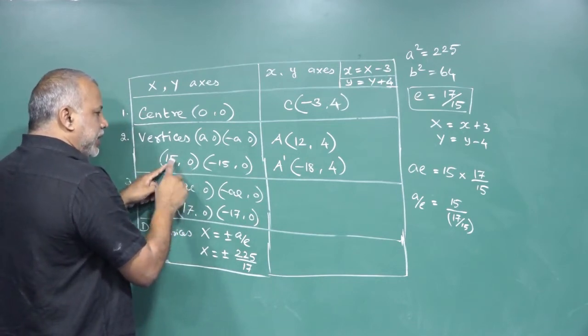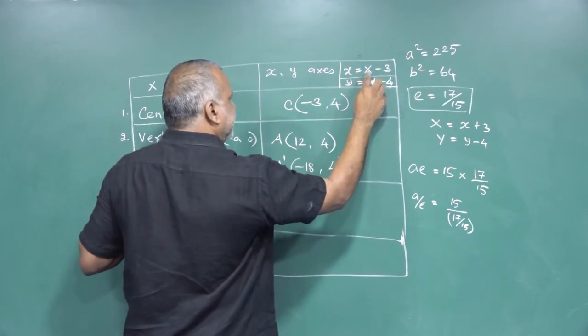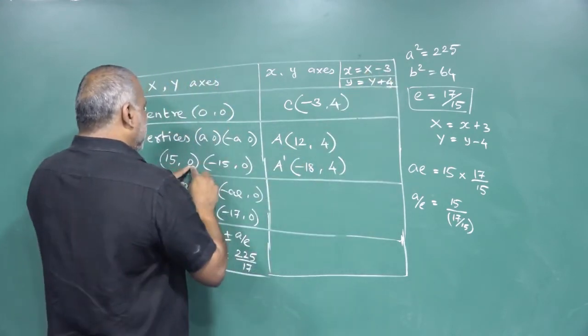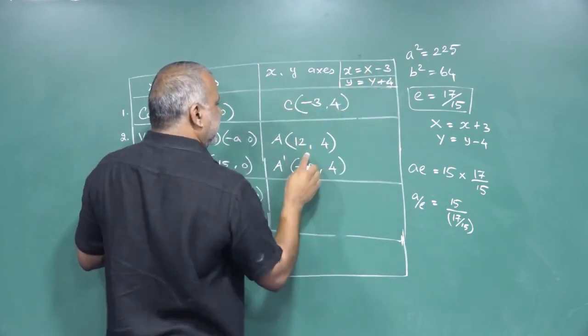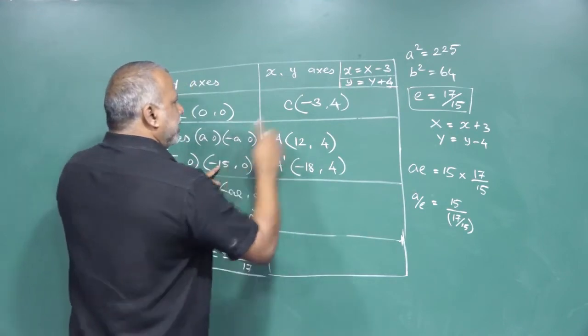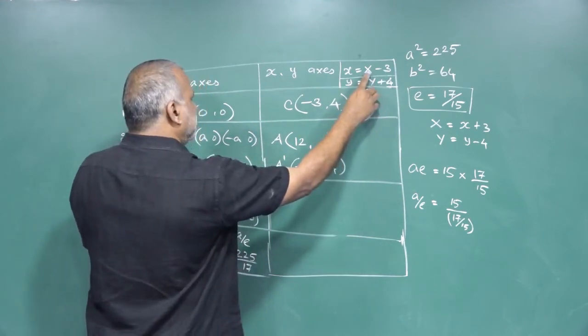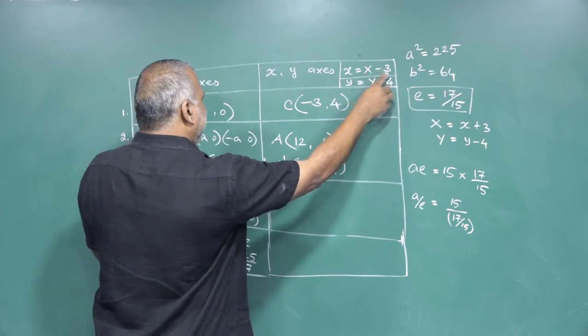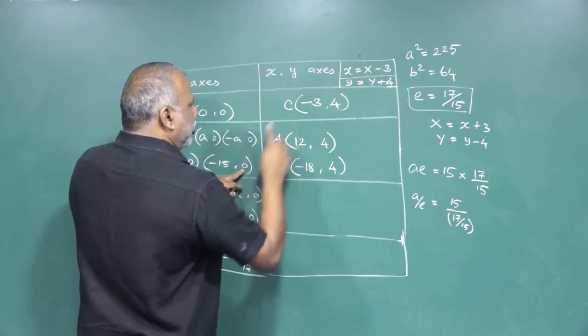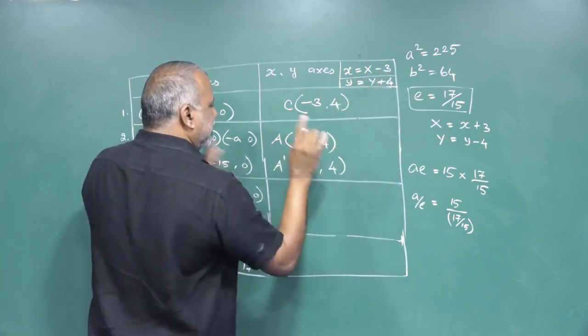0 belongs to capital Y. That means X is 15 minus 3, we can get 12. This 0, 0 again 4. Minus 15: here minus 15 again substitute to capital X. Minus 15 minus 3 is minus 18. This 0 belongs to Y. Again we can get 4.